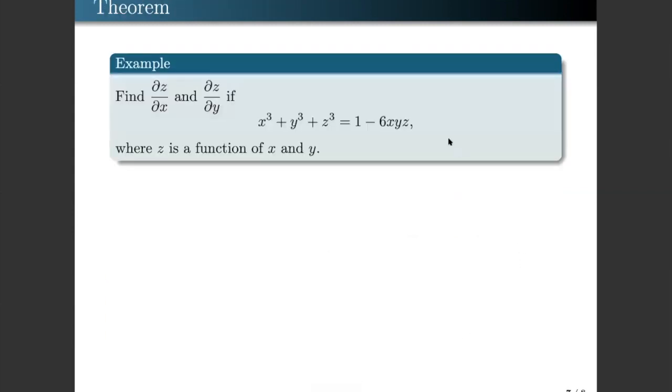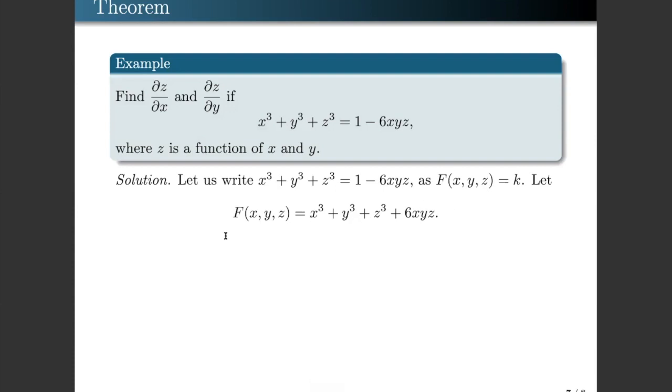So again, we go back to the example that we had before, but we use the formula to find the partial with respect to x and the partial with respect to y. So again, we have to write it like this, where one side is a constant. We can just leave the 1 here and then just transpose negative 6xyz to the other side. So we let capital F be x cubed plus y cubed plus z cubed plus 6xyz. Now take note that this is equal to 1. K is equal to 1 here.